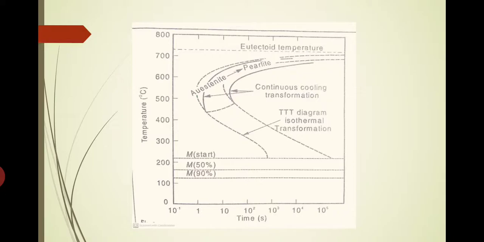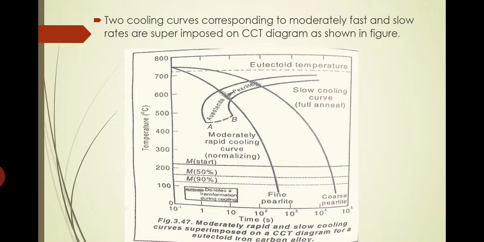This diagram shows both the TTT diagram as well as the CCT diagram, only for comparison purposes. This one is the actual CCT diagram. If it is asked in the examination, this diagram will be enough. Two cooling curves corresponding to moderately fast and slow rates are superimposed on the CCT diagram as shown in the figure. For the explanation, I have drawn two cooling curves. This one shows the slow cooling curve, and this one is a much faster, moderately rapid cooling curve.